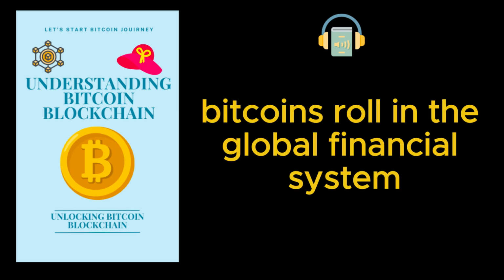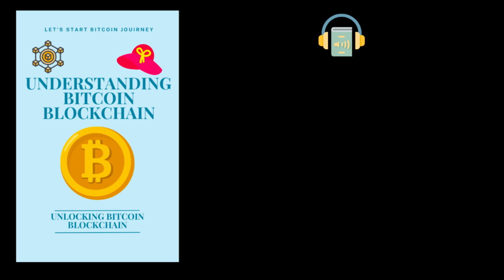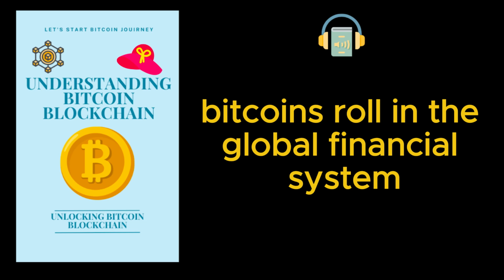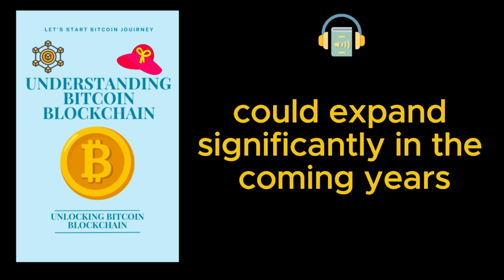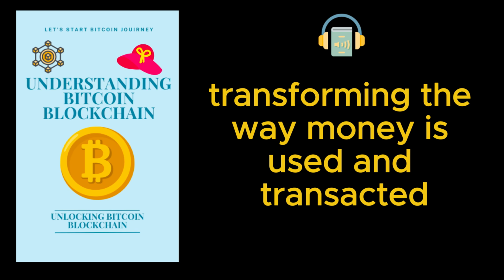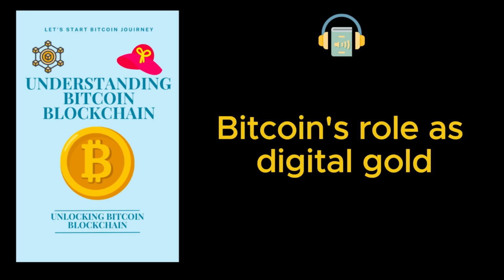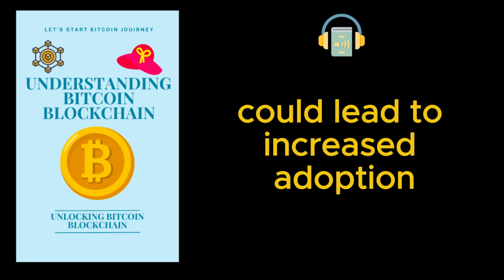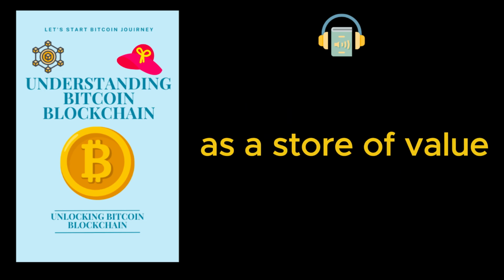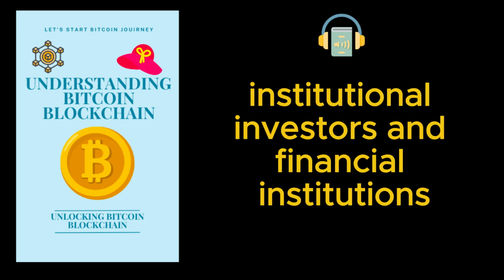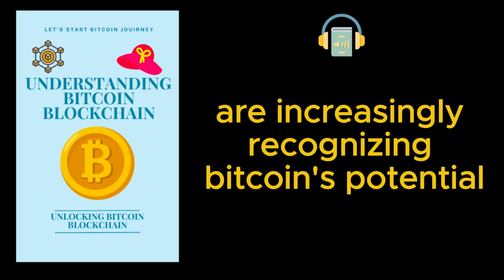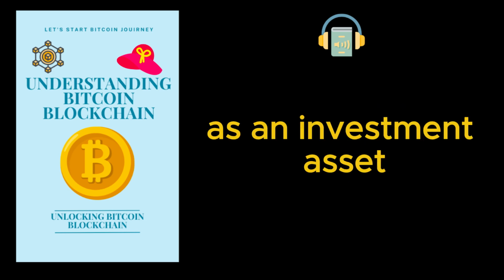Bitcoin's role in the global financial system. Bitcoin's role in the global financial system could expand significantly in the coming years, potentially transforming the way money is used and transacted. Store of value. Bitcoin's role as digital gold and a hedge against inflation could lead to increased adoption as a store of value. Institutional investors and financial institutions are increasingly recognizing Bitcoin's potential as an investment asset.